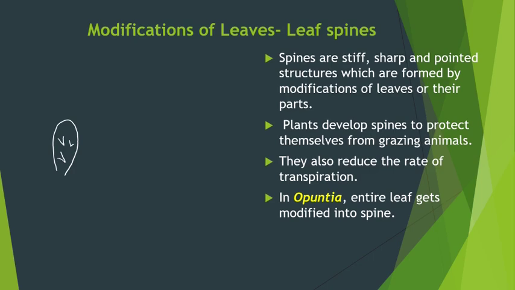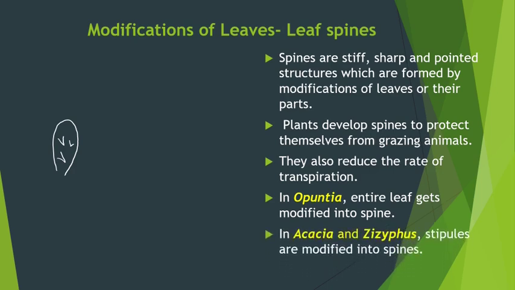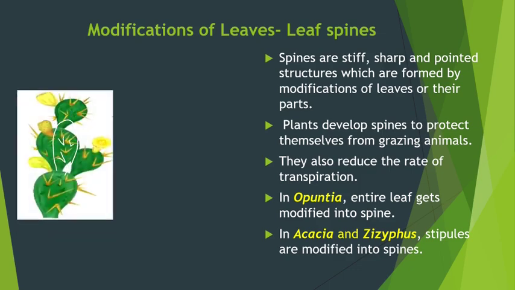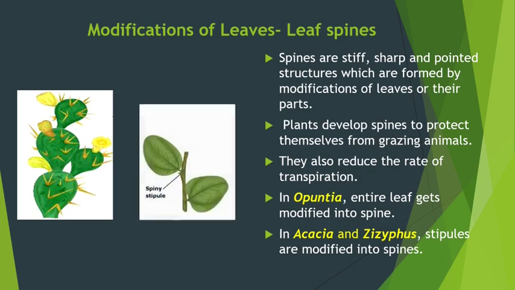In Opuntia, the entire leaf is modified into a spine, whereas in Acacia and Ziziphus, only the stipules are modified to form spines. So what is a stipule? Suppose this is the stem, the node, and this is the petiole. Here on the side, white greenish colored hair-like structures arise, which are called stipules. In stipulate leaves, in Acacia and Ziziphus, only the stipules are modified to form spine-like structures.